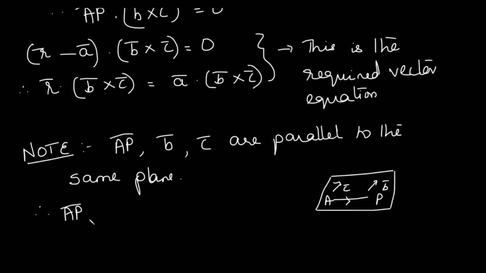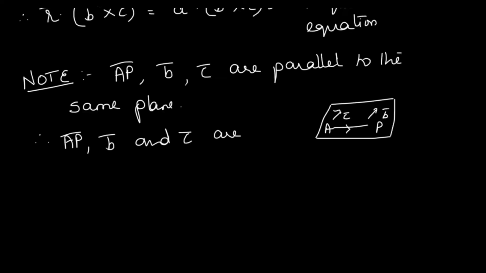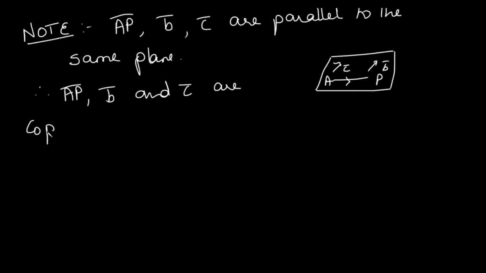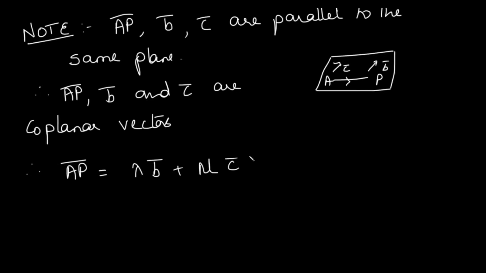So AP, B and C are coplanar vectors. That means they lie in the same plane. Therefore, we can express them as a linear combination. If you have gone through chapter 5, you will know that three vectors which are coplanar can be expressed as a linear combination. That means we can say that AP is equal to lambda B plus mu C, where lambda and mu are some scalars.